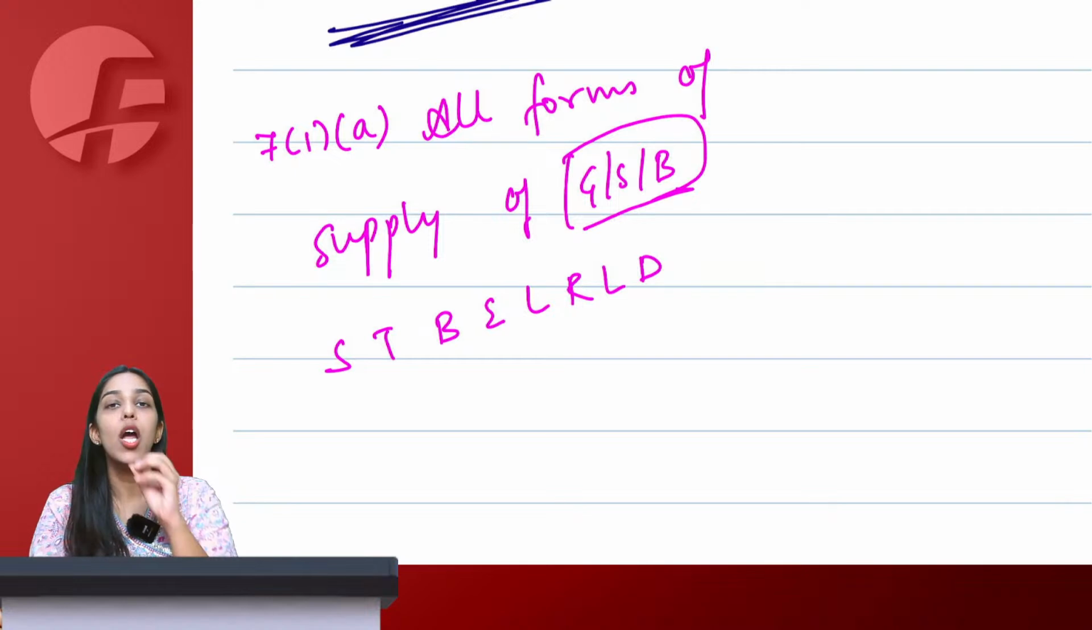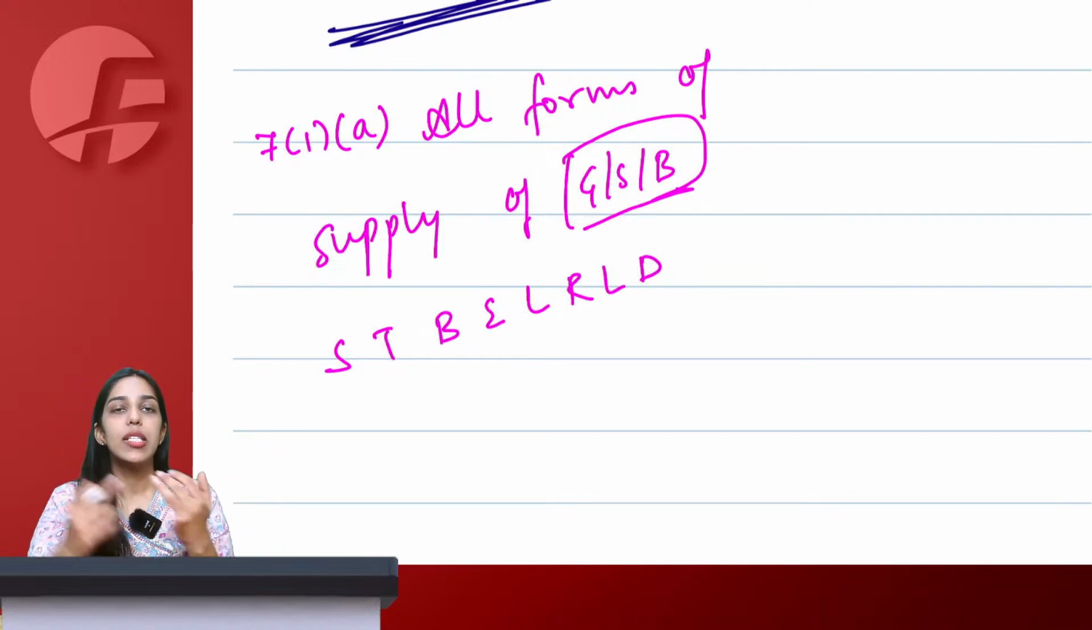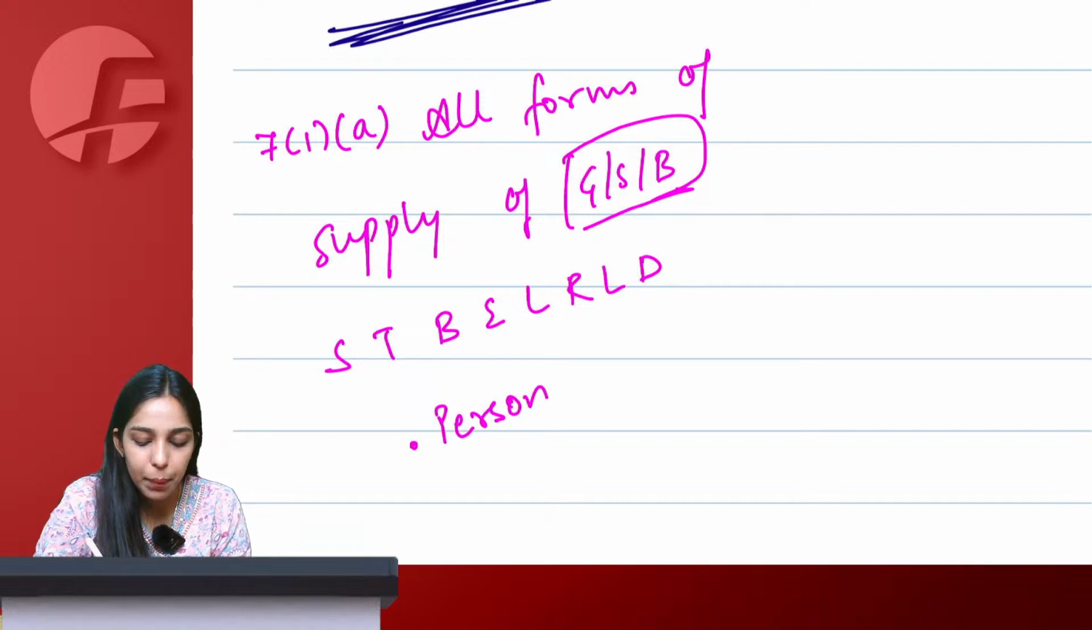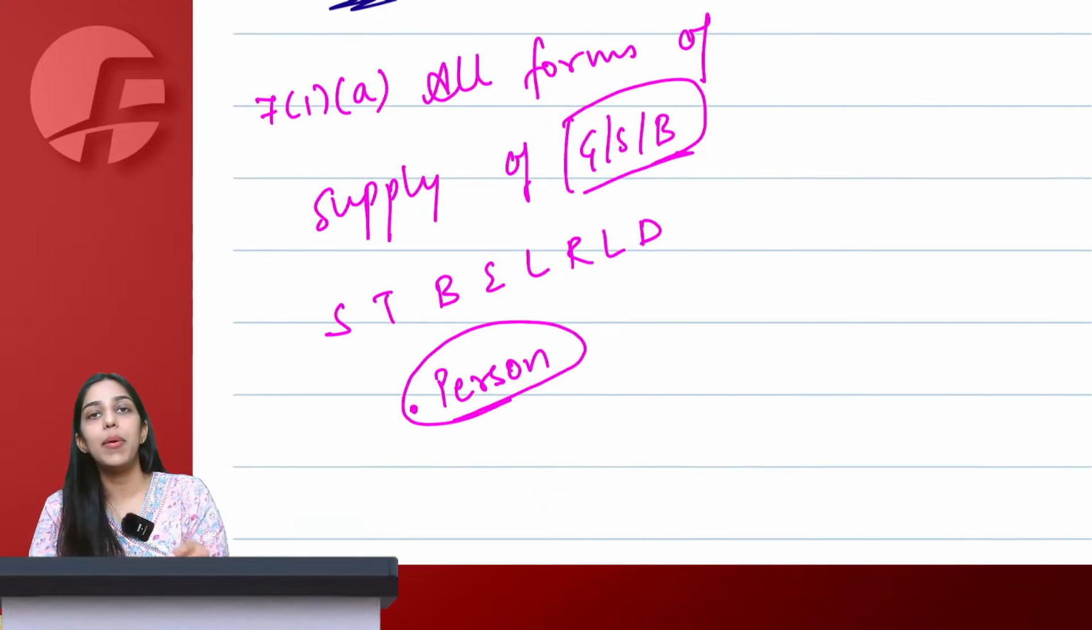So we simply say all forms of supply of goods, services, or both, such as sale, transfer, barter, exchange, license, rental, lease, disposal, made or agreed to be made by a person. What do we mean by the term person? Just an individual? No. Person means individual, firm, HUF, LLP, AOP, BOI, a partnership firm, or a trust, a cooperative society, everything is included in person.